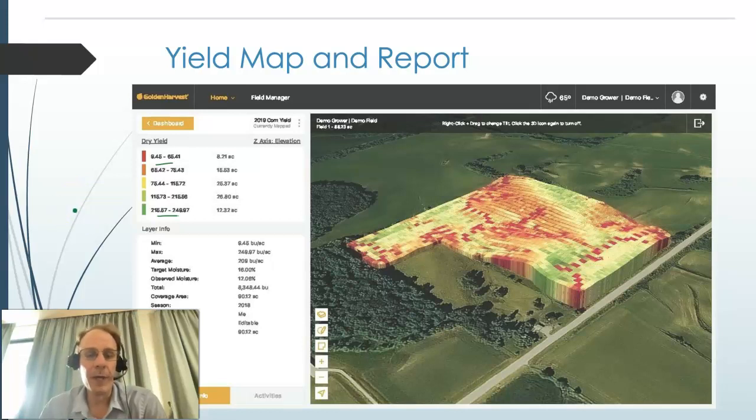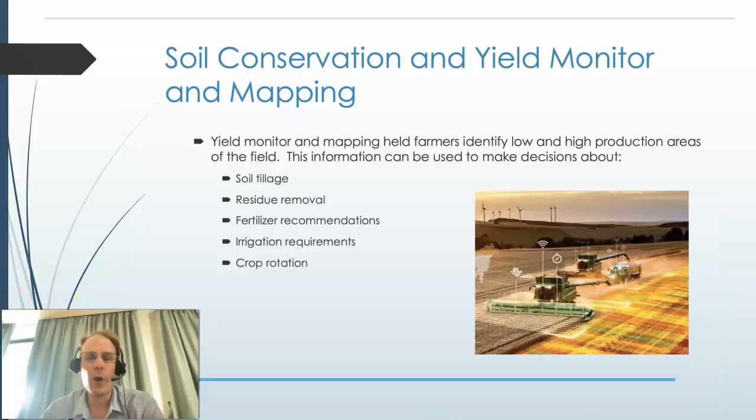The yield report provides not only the map, but other helpful information such as the average yield on the field. It also includes the coverage area, how much area was harvested. Again, these are in US units, so it says 90 acres. That would be approximately 40 hectares. The season, as well as other helpful information. This information can definitely be used to improve our soil management and reduce soil degradation.